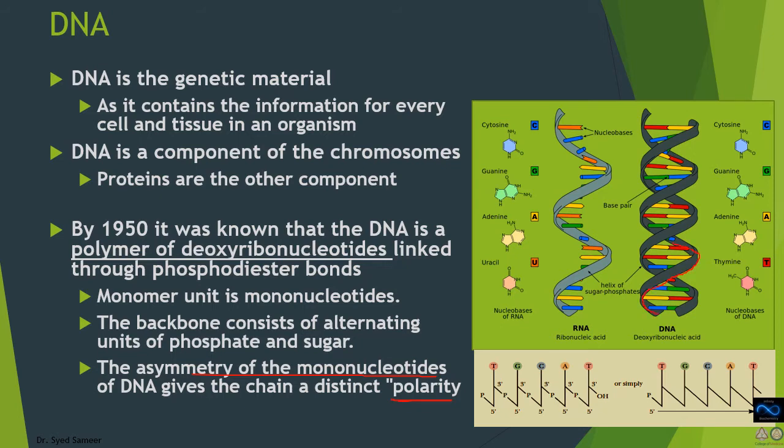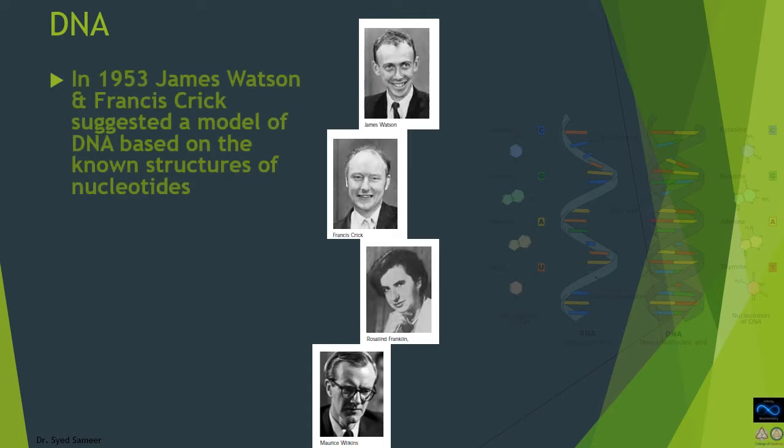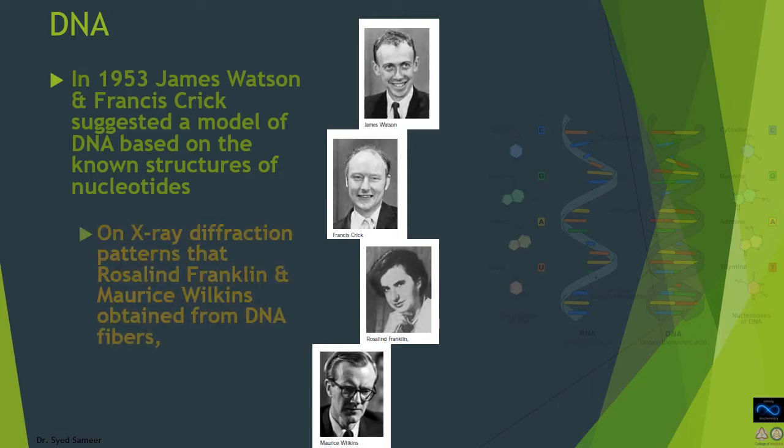So this is the structure given for the DNA, now called the Watson and Crick model of DNA. The current version of the DNA, the double helical model, was given by James Watson and Francis Crick in 1953, and they gave their model based on the known structures of nucleotides.